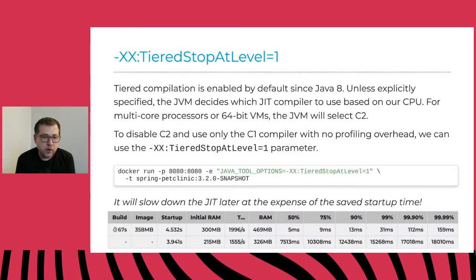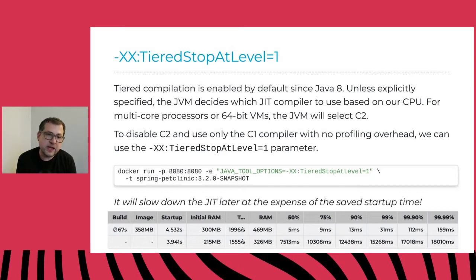Okay, so what about another one, which is meant to start up fast, right? TieredStopAtLevel=1 is a parameter which you could use to use the C1 instead of the C2 JIT compiler. That means if you specify this, it's really fast at startup, because the C1 compiler has no overhead in the optimization, so there is no monitoring and other stuff there. While if you use the C2, there will be quite a lot of overhead for the monitoring and the profiling and stuff like that for the optimizations.